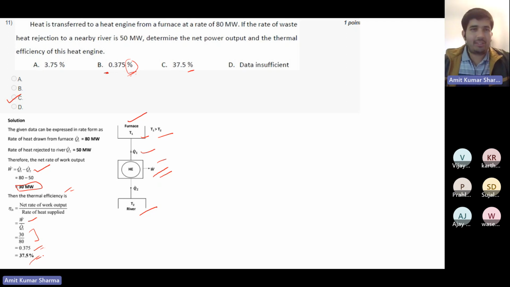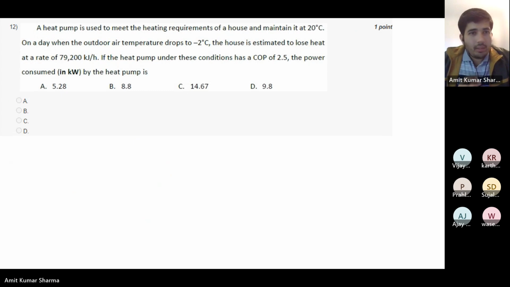Okay, let's come to the next question. A heat pump is used to meet the heating requirement of a house and maintain it at 20 degrees on a day when the outdoor air temperature drops to -2 degrees centigrade. The house is estimated to lose heat at a rate of 79200 kilojoule per hour. If the heat pump under these conditions has a COP of 2.5, the power consumed by the heat pump is? Please start the solution. You have 2 minutes.